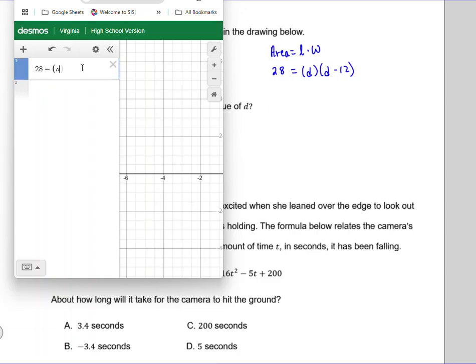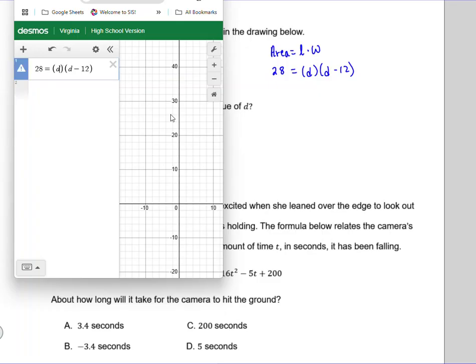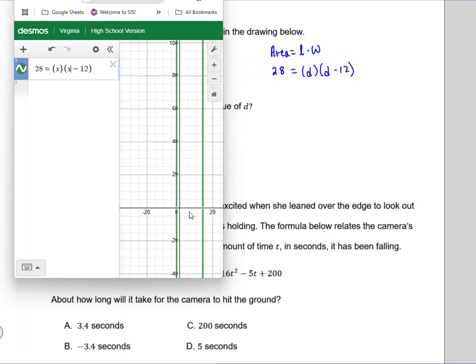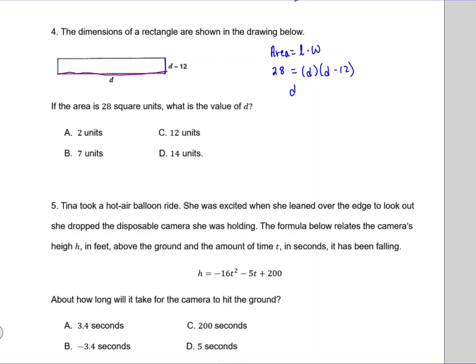Now, when I plug this equation in Desmos and solve for D, I hope by now you know that it's not going to help me if I put D, because I'm trying to graph my solution. So I need to change this to an X so that it graphs my solution. So D is equal to, well, I have two solutions, -2 and +14. So D is equal to -2, and also D is equal to +14.